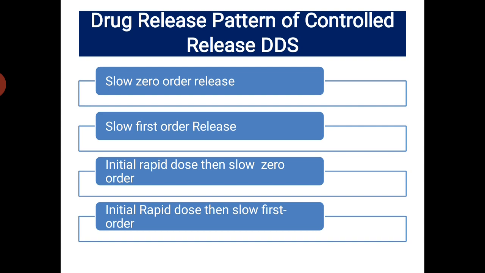That means after 1 hour it releases 5 mg. Then after 1 hour it again releases 5 mg. So every 1 hour it releases a constant amount. The amount released remains the same from the beginning till the end. That is a speciality. That means in the first hour it releases 5 mg. In the 20th hour also it will release 5 mg. So from the beginning till the end it releases the same quantity of drug from the delivery system. So this is a speciality of the zero order.